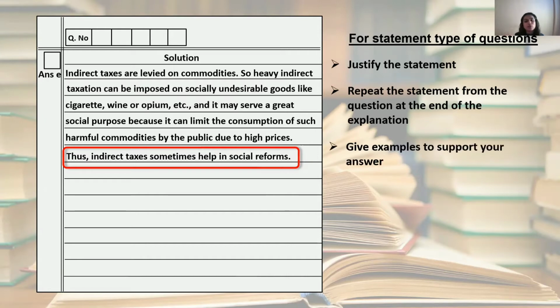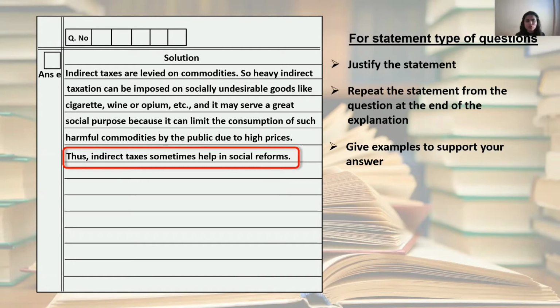Give examples to support your answer. Like over here, you can see that indirect taxes are imposed on socially undesirable goods. For example, cigarette, wine, opium, etc., which are not good for consumption. So their imposition on these kinds of goods. What happens when you impose indirect taxes on these kinds of undesirable goods?